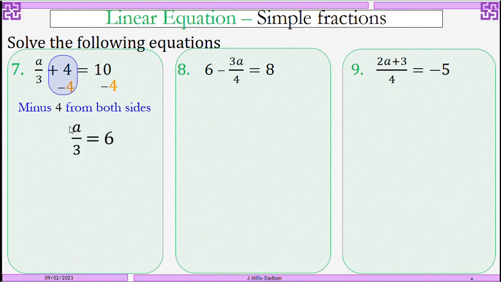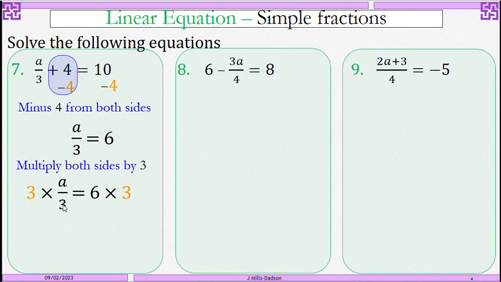So that's what we have. A over 3 actually means a divided by 3. And if we're dividing a by 3, to get rid of divide by 3, we multiply both sides by 3. And 3 can cancel the 3. And 6 times 3 is 18, so a is equal to 18.